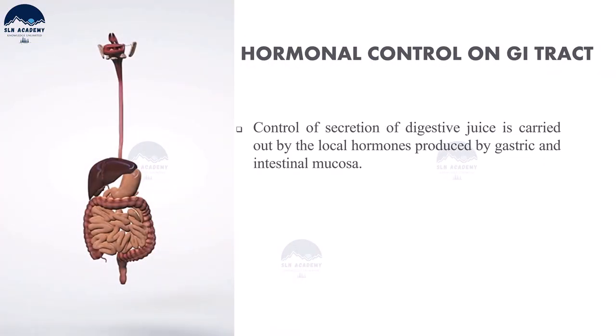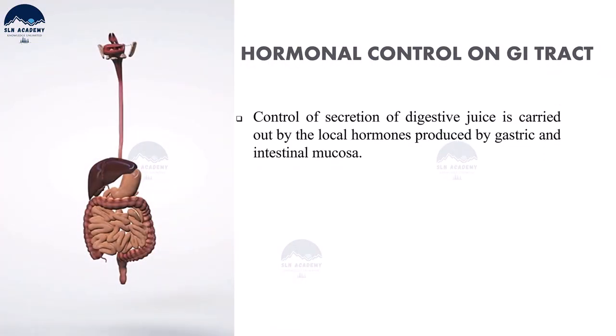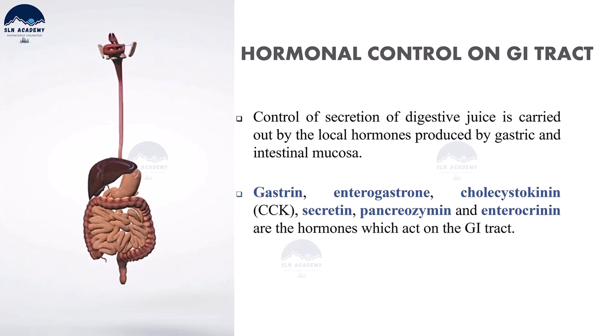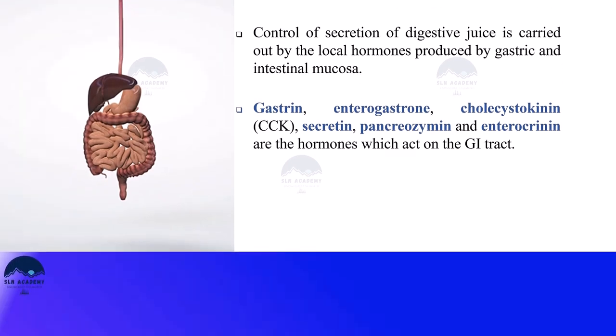Hormonal control on GI tract. Control of secretion of digestive juices is carried out by the local hormones produced by gastric and intestinal mucosa. Gastrin, enterogastrin, CCK, secretin, pancreozymin, and enterocrinin are the hormones which act on the GI tract.